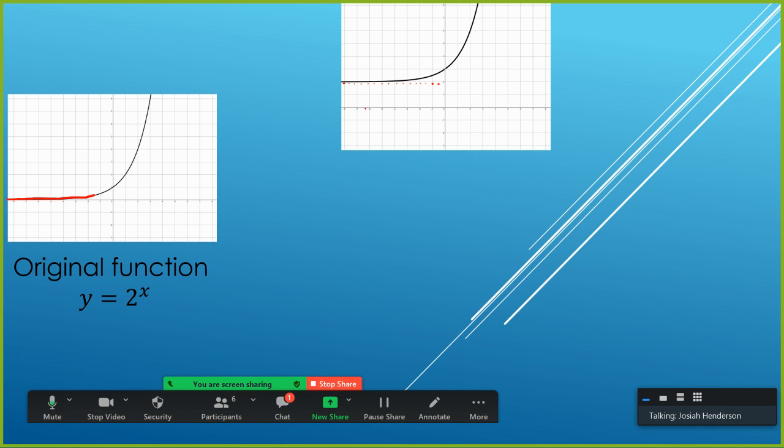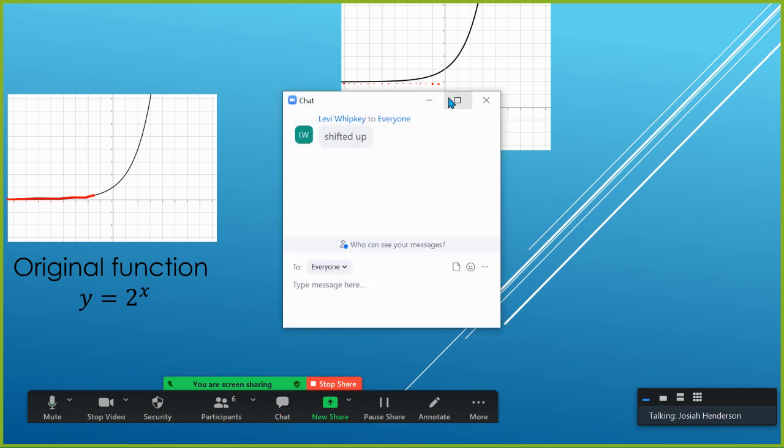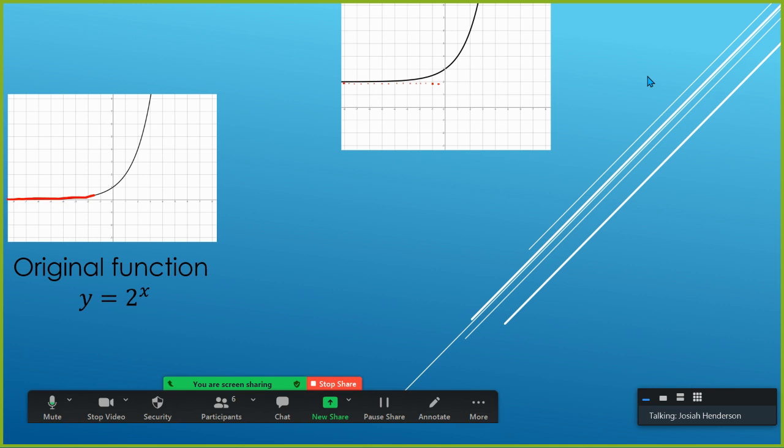Compare that to the original. Levi said shifted up. If we compare the new graph to the one on the left, which we're going to call our original, it does look like this one was shifted up.